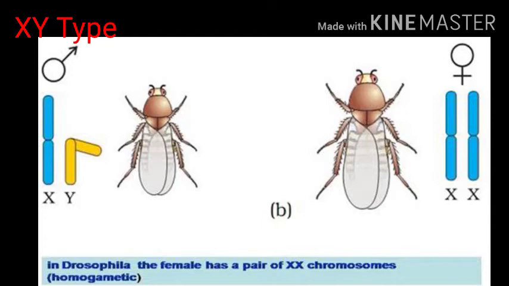XY type sex determination. In this type, we see that in males, the X chromosome is present along with another chromosome which is very small and is called the Y chromosome. The females have a pair of X chromosomes instead. Both males and females bear the same number of autosomes, and the males are called the XY type, and the females have been given the name the XX type. This is called male heterogamety.